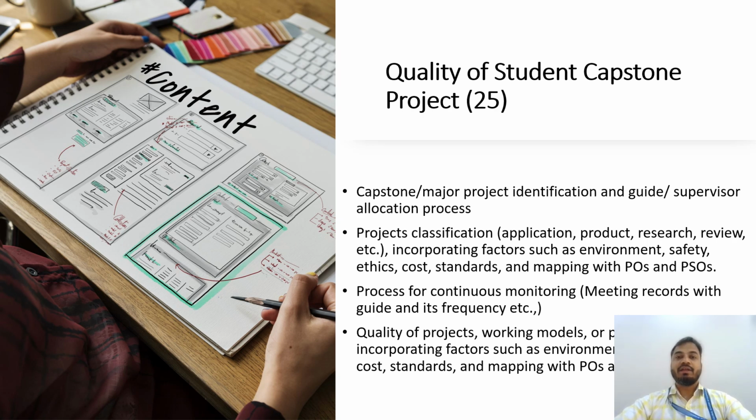And you have to have a detailed process of how do you allocate, how do you make group of students and how the guide is being allocated to these batches. Project classification. So once the project guide allocation and titles are freezed, you have to have the classification of projects into various categories depending on what your student capstone projects are majorly focusing on.